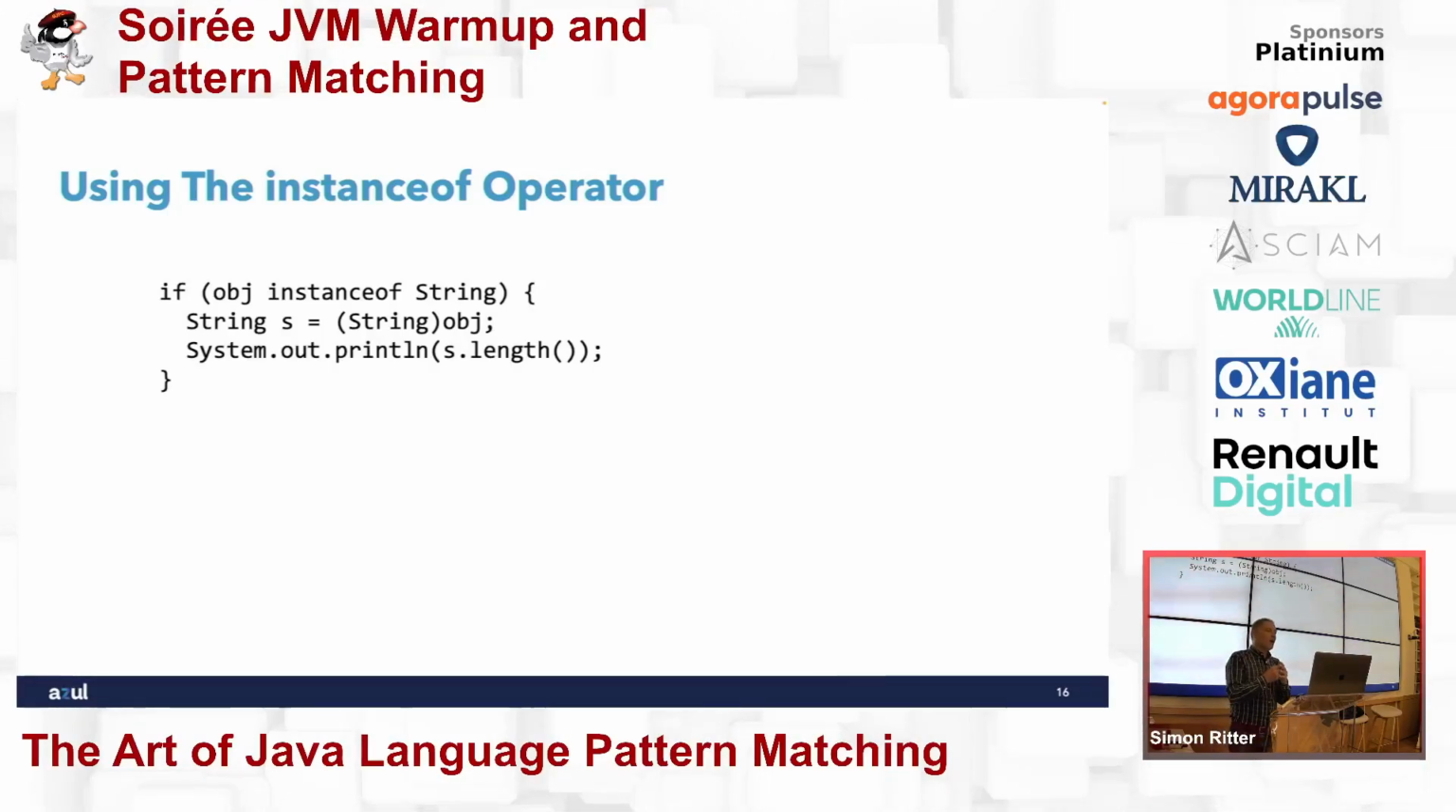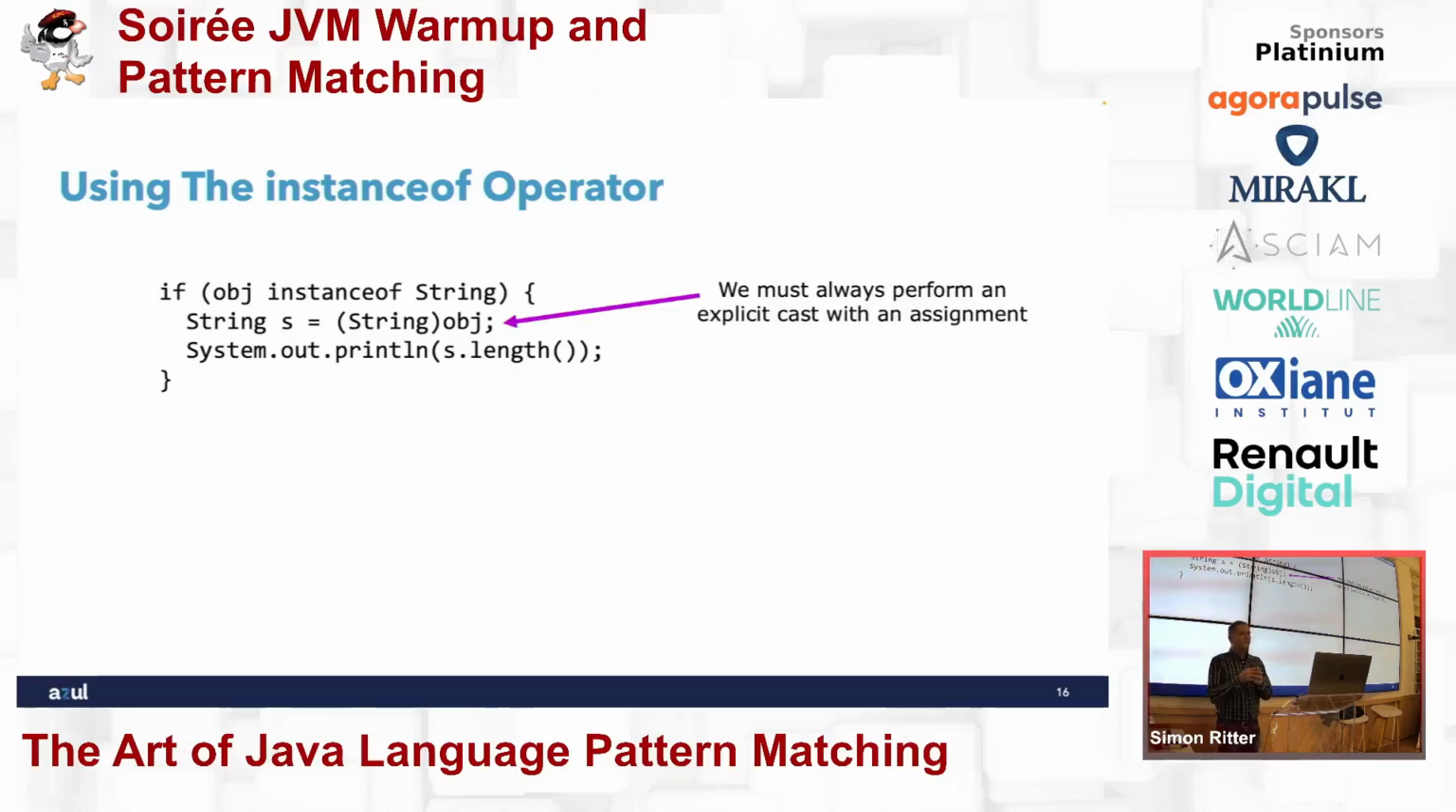If it is, and we want to use it as a String, then we're forced to always perform an explicit cast with an assignment. And technically you think to yourself, why? I mean, if we've said if obj instanceof String and it's true, then surely we know that obj is a String. So why don't we just allow you to treat it as a String and call the length method on obj, because the compiler knows that it's passed that test, so it should work. But that's not how Java works. So we are forced to do an explicit cast with an assignment.